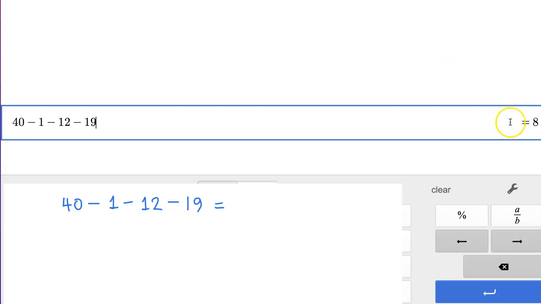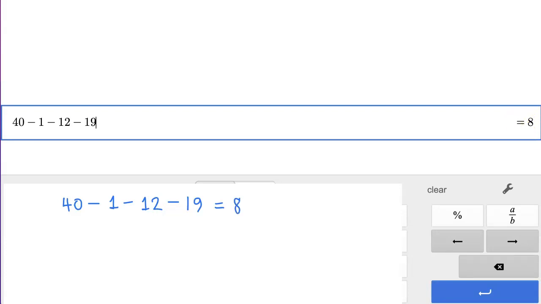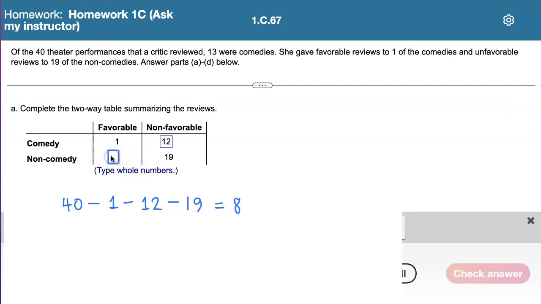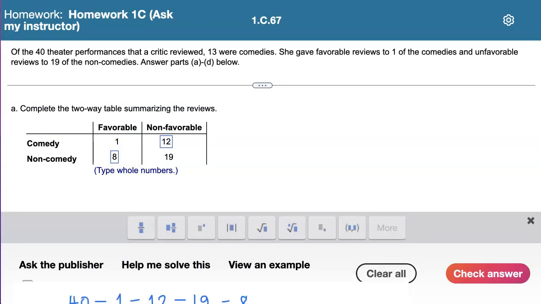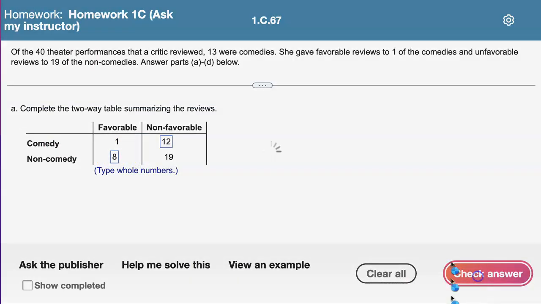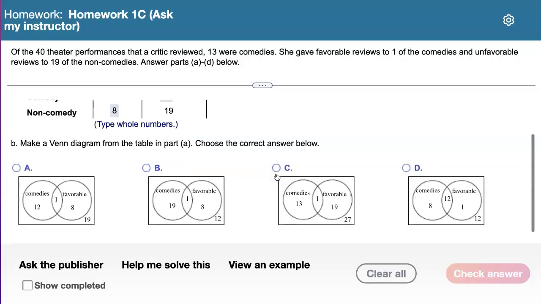So it came out to be 8. So I'll enter that in the table to move on to the next part. So 8. And let's check for answers. Yes. All right, part B. Make a Venn diagram from the table in part A. Choose the correct answer below.